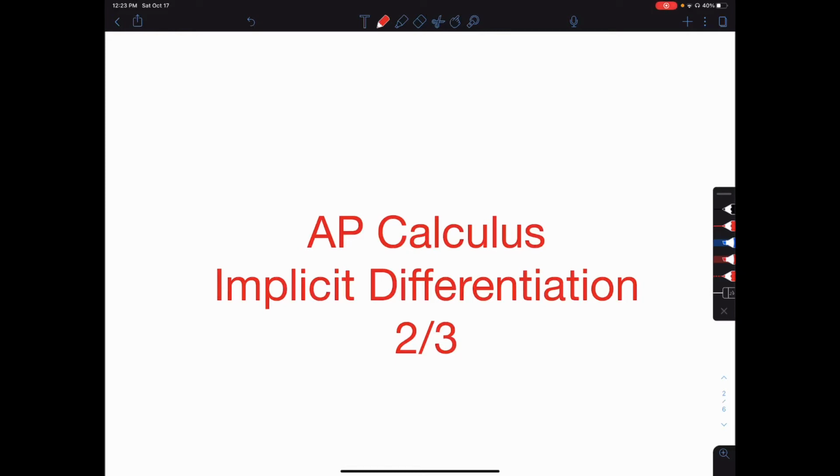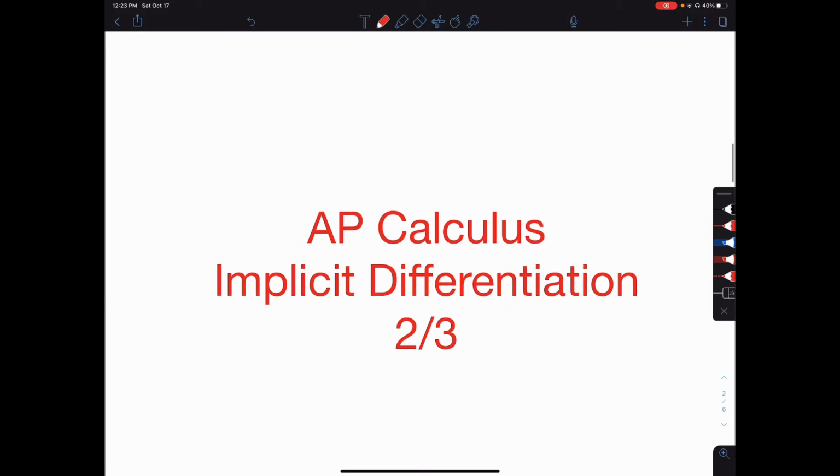This is AP Calculus AB. We're looking at implicit differentiation. Video 1 of this tried to explain to you when we would use implicit differentiation. And in this second video, we're going to discuss how you would use implicit differentiation.